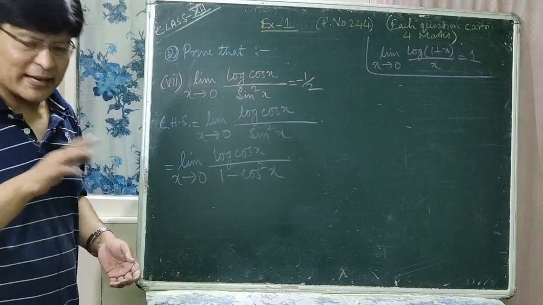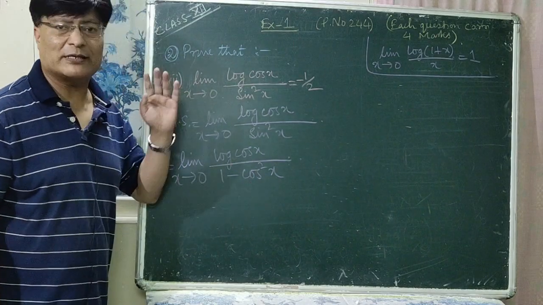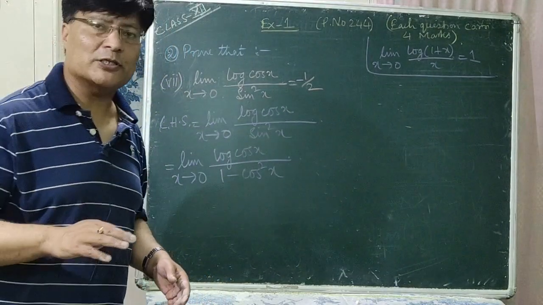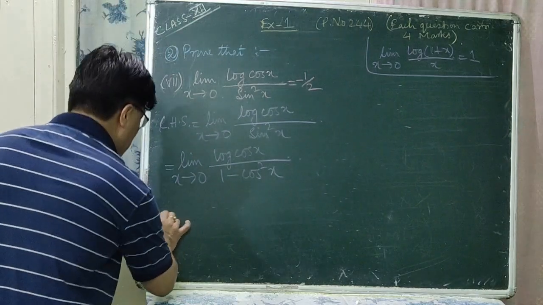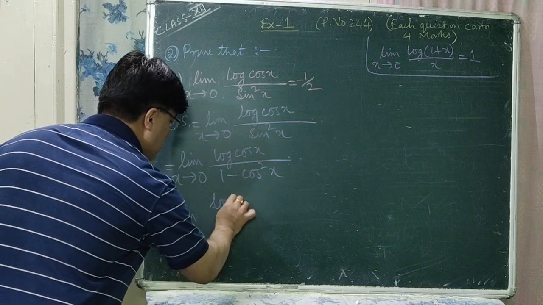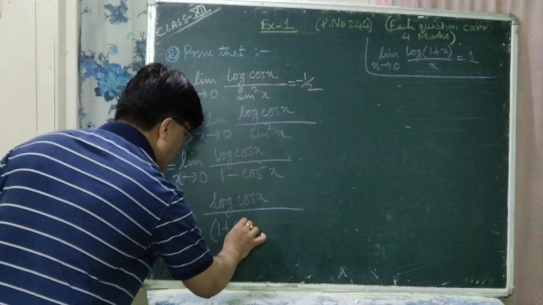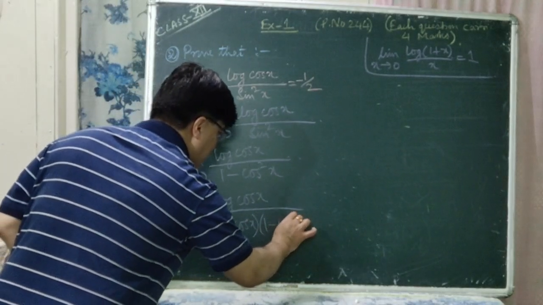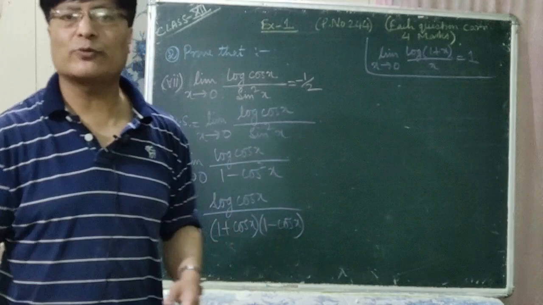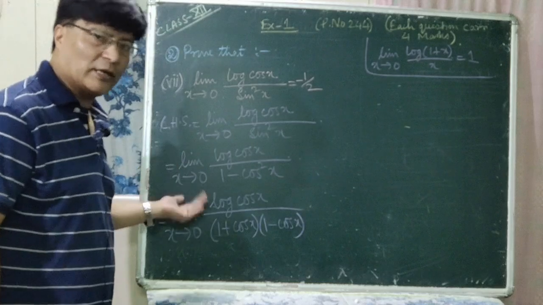Okay. Now again you can use the formula here, 1 minus cos square x. Which formula is used? A square minus b square. That is from your algebra portion. So a square minus b square is a plus b into a minus b. So which is equal to limit x tends to 0, this is your log of cos x divided by, it is 1 plus cos x into 1 minus cos x. Understood? So a square minus b square form is used. That is a plus b into a minus b. So I think you have understood it.